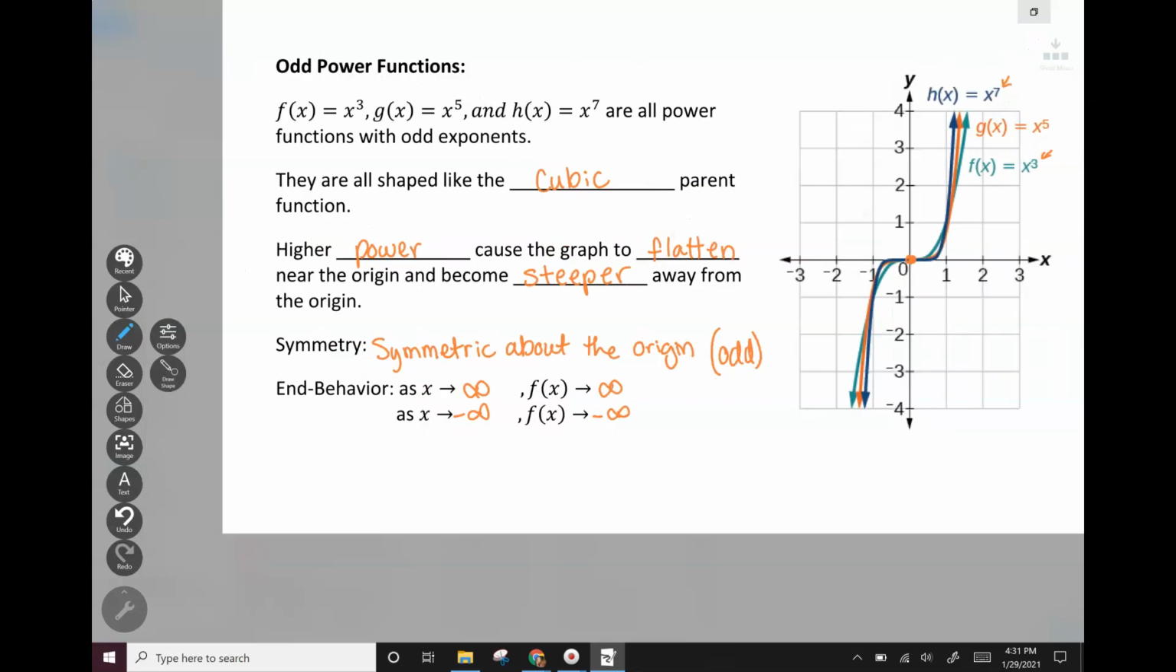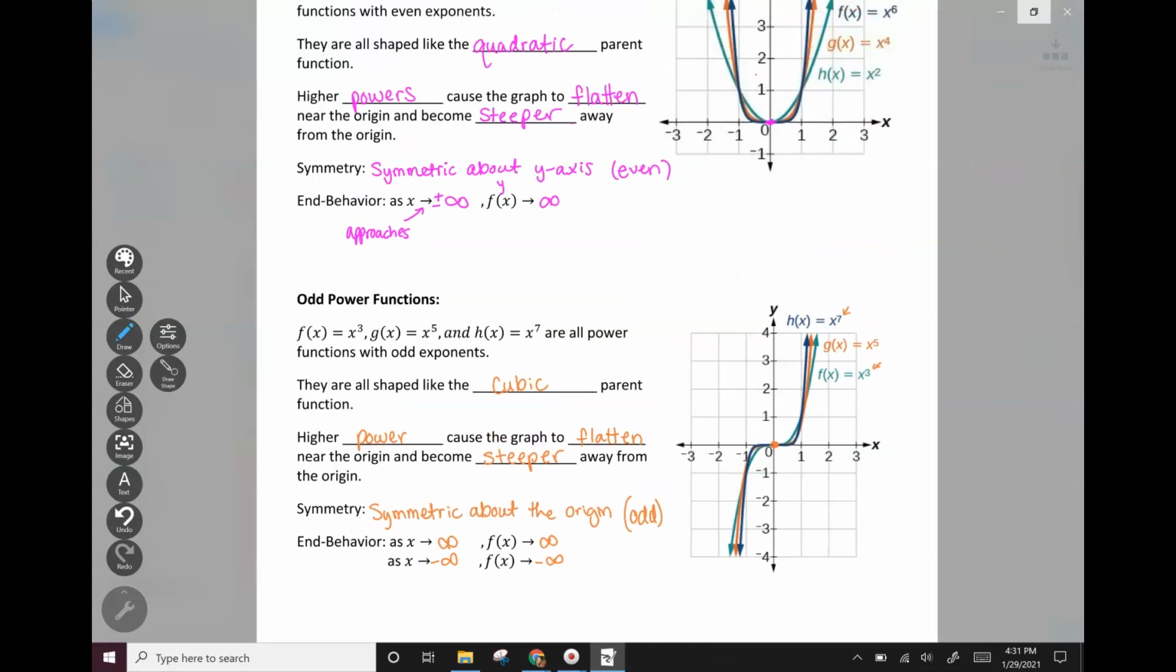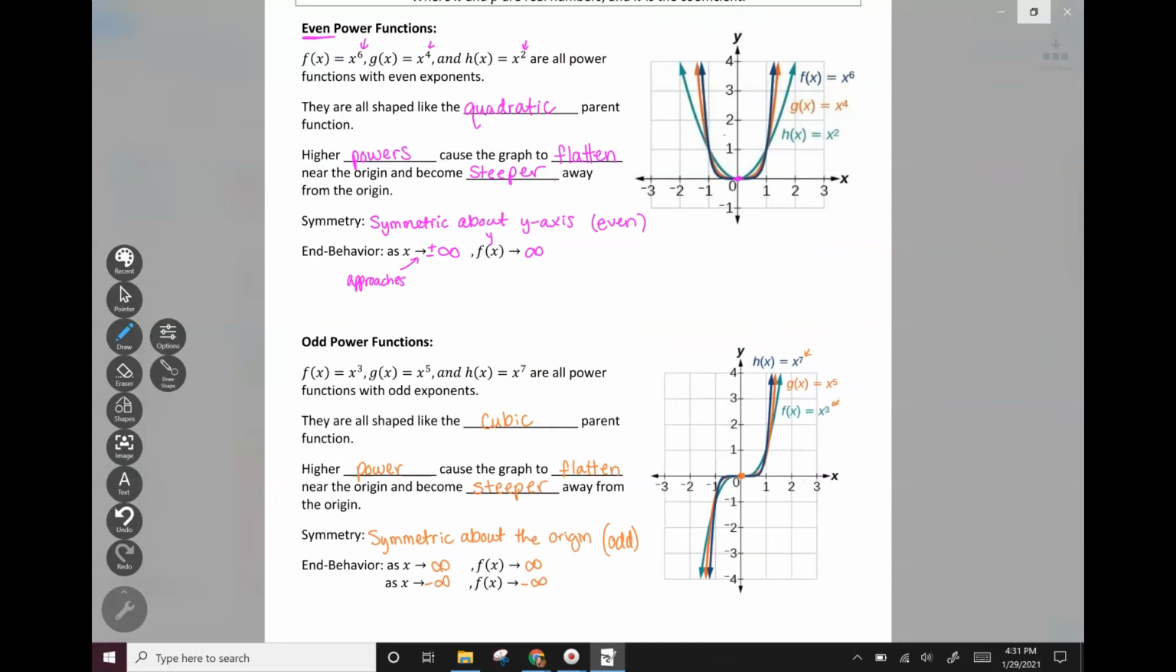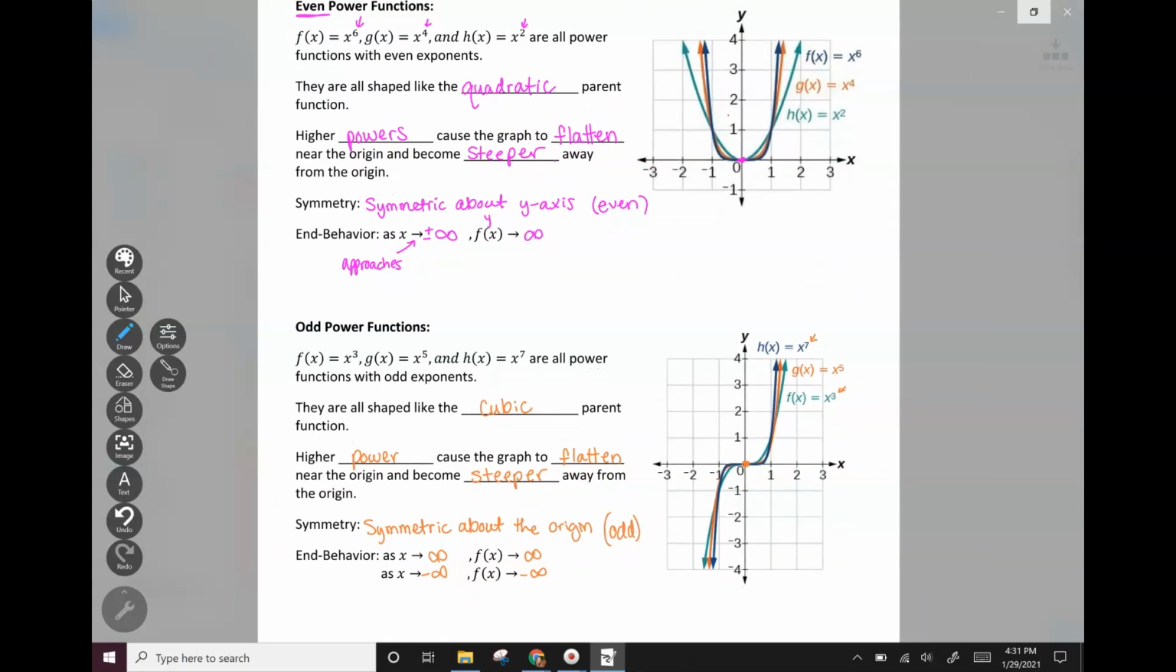So all of these graphs are going to follow this pattern that we have here. So even ones are going to go up on both sides for their end behavior. Both sides are approaching positive infinity. Whereas cubic, it's going up to the right and down to the left. It's approaching positive infinity to the right and negative infinity to the left.